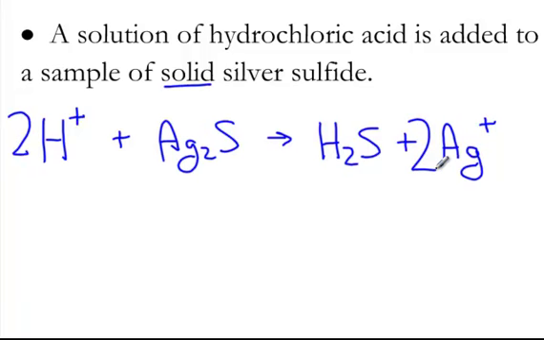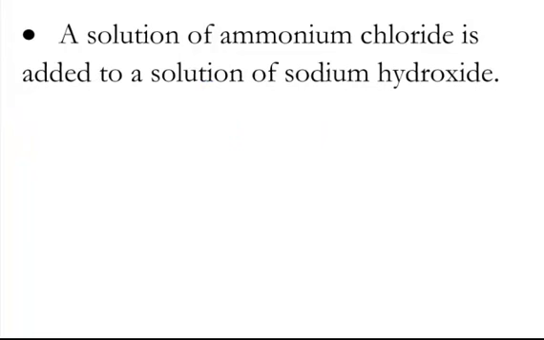Our next reaction is a solution of ammonium chloride is added to a solution of sodium hydroxide. You look at that sodium hydroxide and you know that it is an acid-base reaction. So we got to make sure we put our ions. Sodium will be a spectator here because hydroxide is a strong base, which means chloride will also be a spectator as well, and we're just going to put ammonium, which is NH4+. Not ammonia, but ammonium.